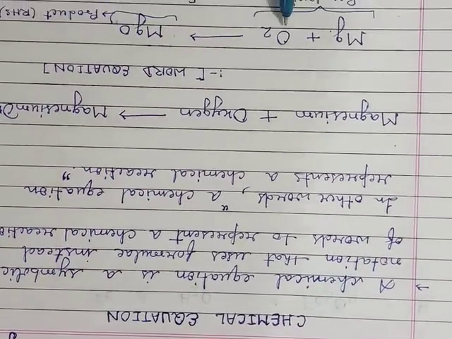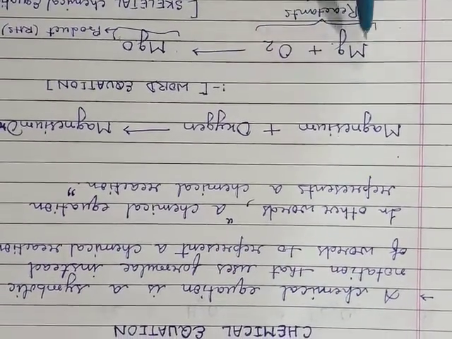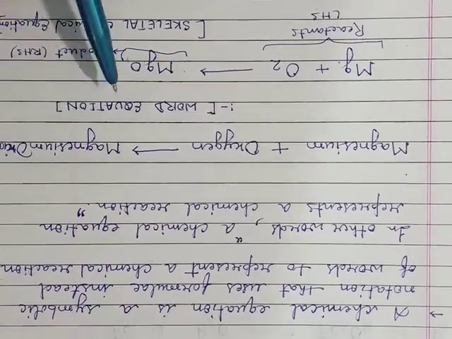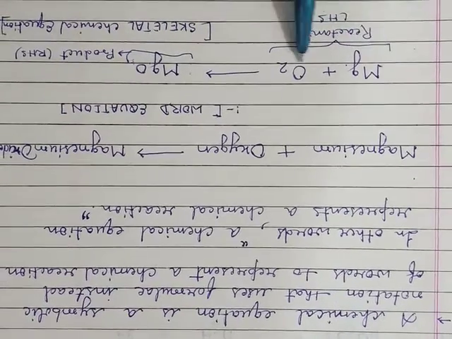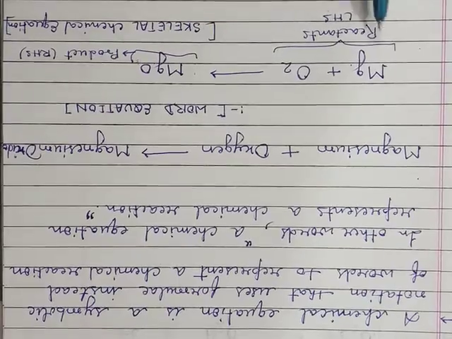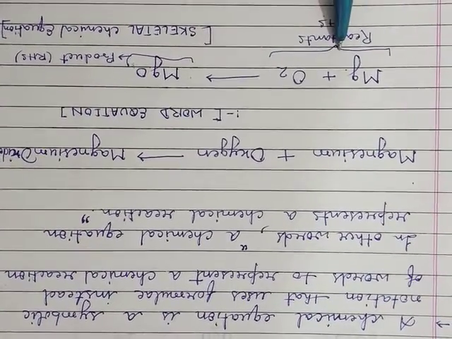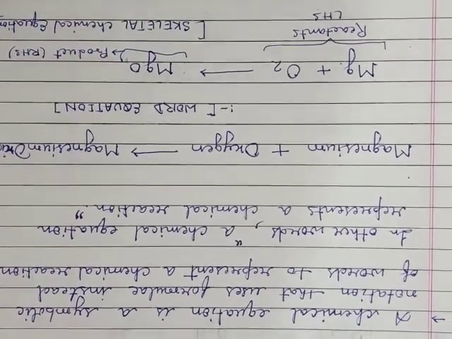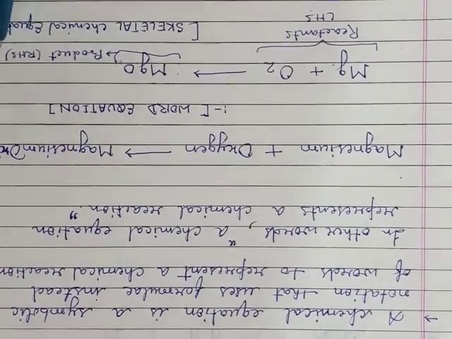And this is the symbolic notation of this word equation: magnesium is Mg, oxygen is O2, and magnesium oxide is MgO. The substances that undergo chemical change in the reaction are called reactants and are written on the left hand side. And the new substances formed during the reaction are the products and are written on the right hand side.